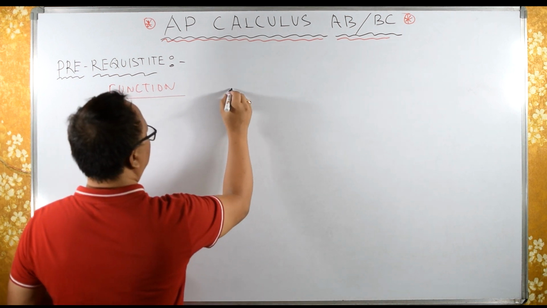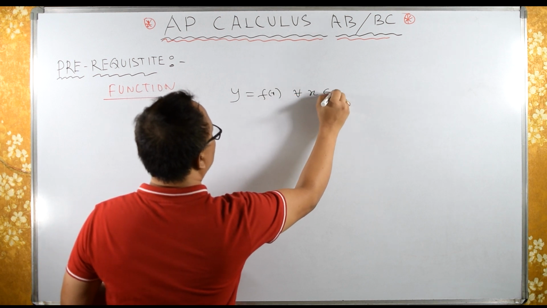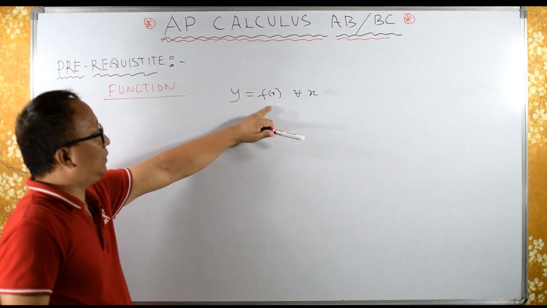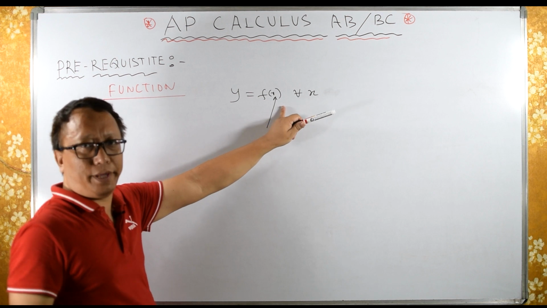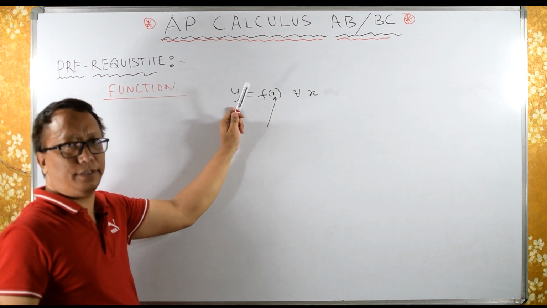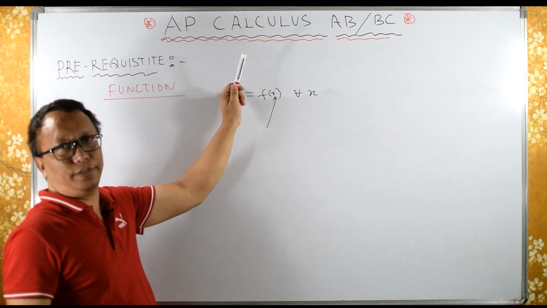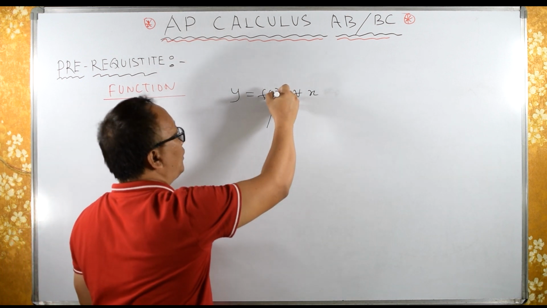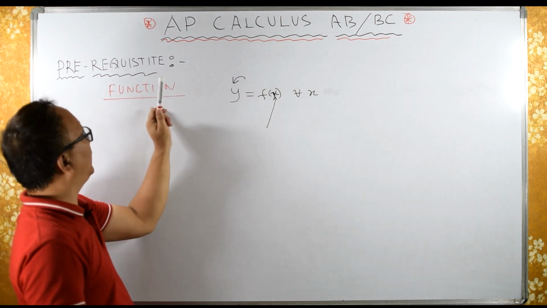Say if I have y equals f of x, for all x belonging to the domain. Whenever you have input values of x, if you are getting output values of y which are defined and valid, it should not happen that you get infinity or undefined. Whenever you have input values of x, you should have defined values of y, then that is called a function.